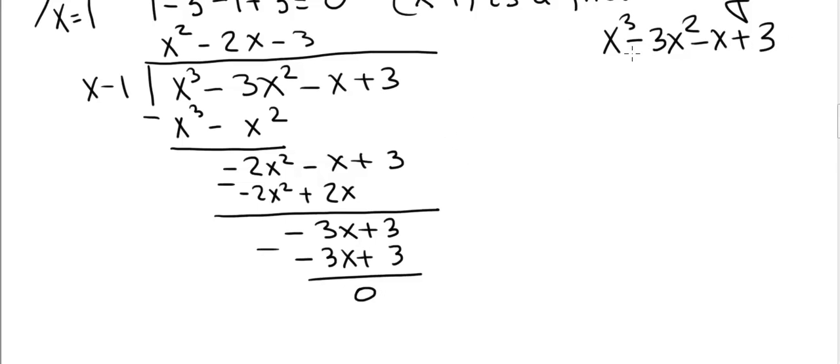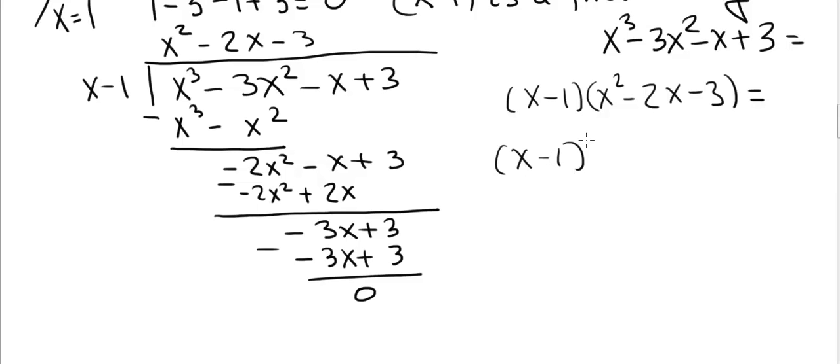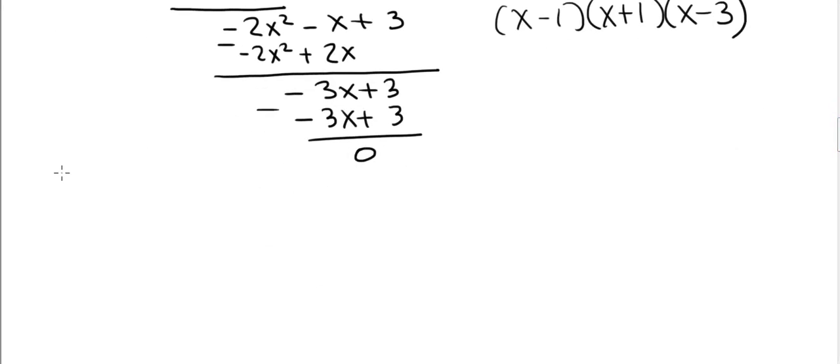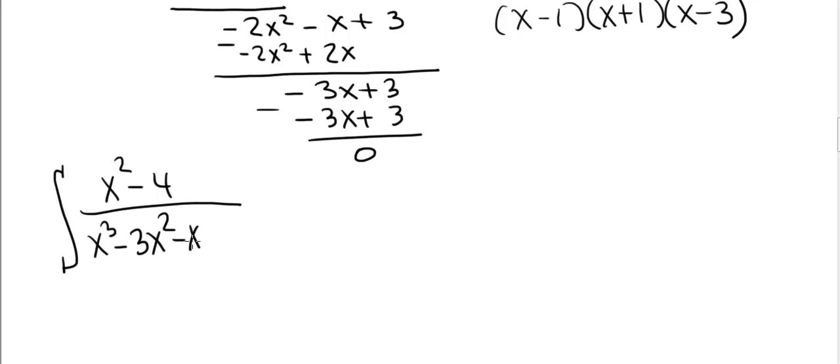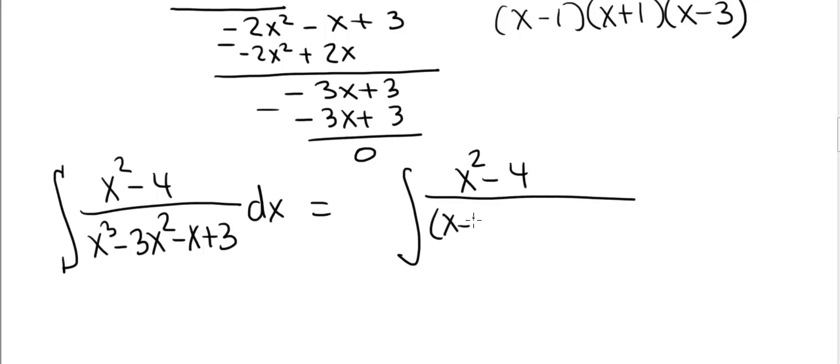Therefore, this polynomial x³ − 3x² − x + 3 is equal to (x − 1) times (x² − 2x − 3), and the quadratic polynomial factors into (x + 1)(x − 3). And that's how we break down the polynomial in the denominator. Let's return to our integral. We wanted to integrate (x² − 4) over (x³ − 3x² − x + 3). It's now the same as the integral of (x² − 4) divided by (x − 1)(x + 1)(x − 3).